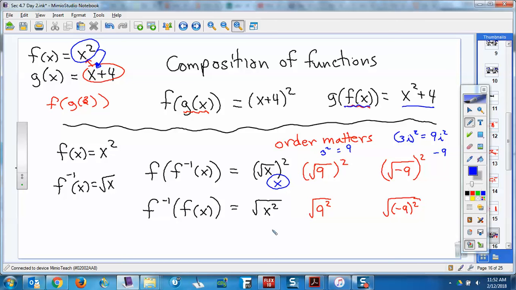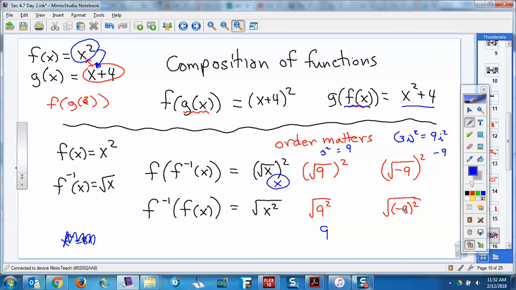Now, let's try it the other order. Let's start with a 9. What's 9 squared? 81. What's the square root of 81? 9. Now remember, don't say plus or minus, right? Plus or minus is if we're solving the equation x squared equals 81, then it's plus or minus 9, because either one you could put in for x and it would work. We're just saying the square root of 81. The square root of 81 is 9. So we got back what we started with.